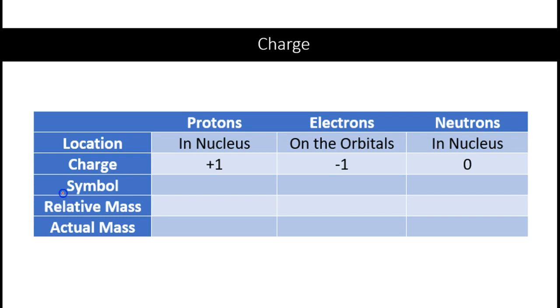Now, I want to identify the symbols of each of these subatomic particles. To do this, we need to know the first letter in each one of the names, so P, E, and N, and we need to know each of the charges. So when we talk about the symbol of the subatomic particles, the first letter needs to be lowercase. And then when we talk about the charges, we only need to include the plus, the minus, and the 0. So you don't need the 1 in front here.